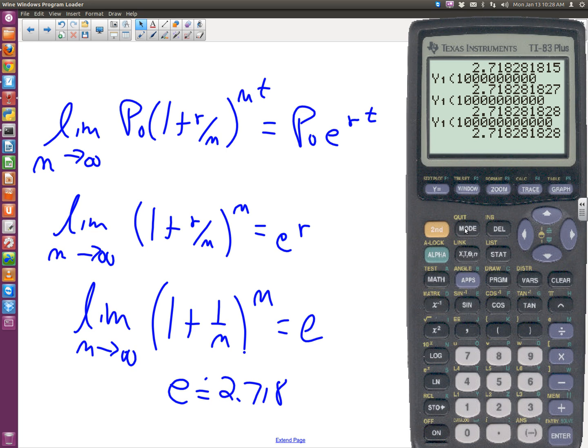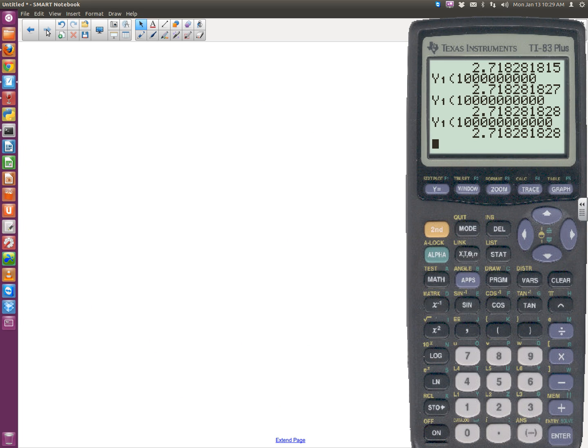Page 336, number, I don't know. What's a good one? 11. Multiples of 10 tonight. All right, here we go. Page 336, number 11. It says, find the principal needed now to get the given amount. In other words, find the present value.